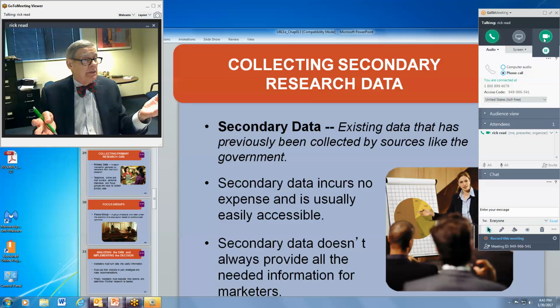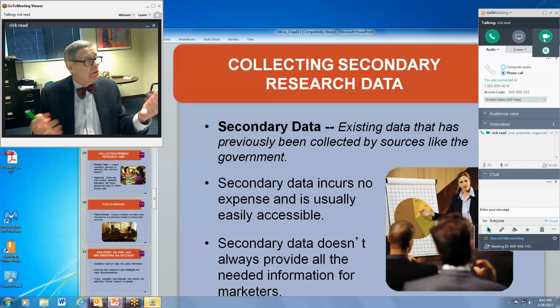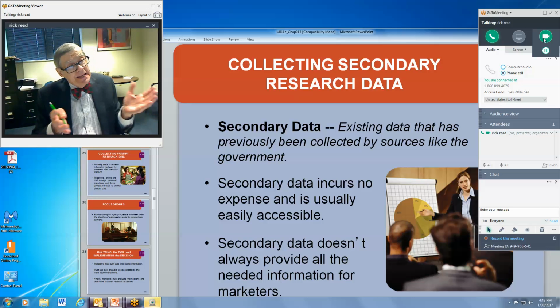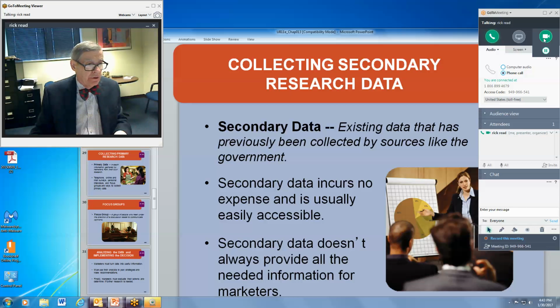And as I say, it's easy to collect this data. One reason it's easy to collect is because somebody else has already collected it. Maybe an agency's collected it for a particular reason. And some of the information you want is there. Maybe broken down by age, maybe by residence or residential area, and certain other things. But it's secondary data, and the emphasis here is that it's been gathered by someone else, not by you.